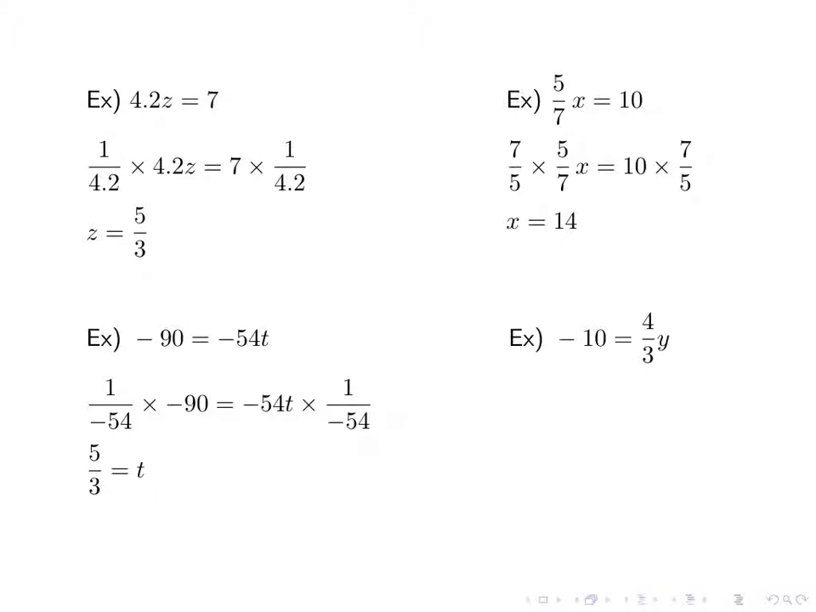And our last example, negative 10 equals 4/3 y. We're going to multiply both sides, again, by the reciprocal of 4/3, which is 3/4. On the right, you're left with just y. And on the left, you can cancel a 2 in the top and bottom. And you're left with what should be negative 15 over 2. And if I went back and double checked it, I would realize I'm missing a negative there.